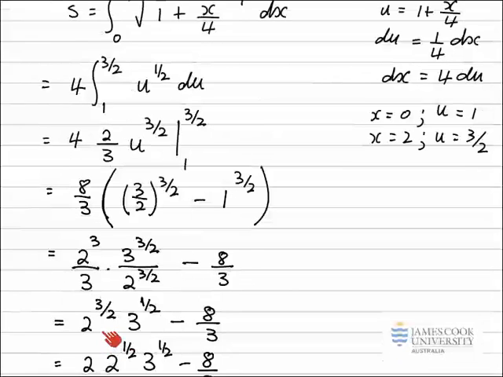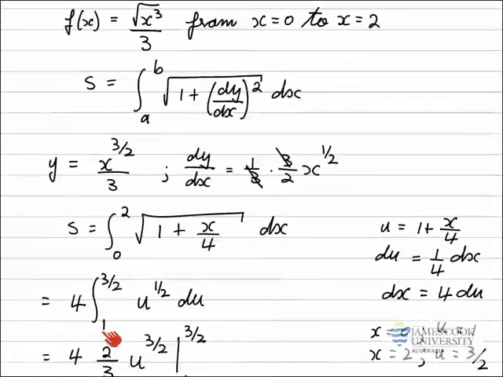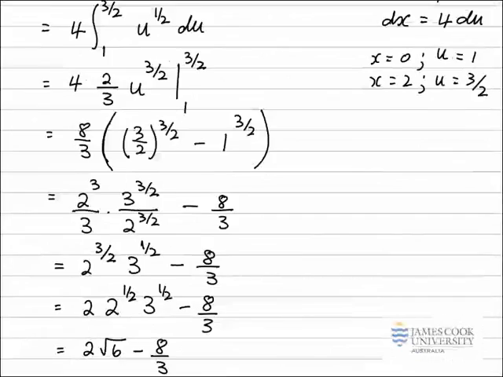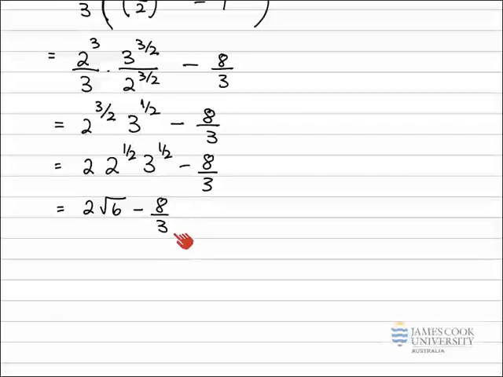So the total arc length going from x equals 0 to x equals 2 along this curve, the square root of x cubed on 3, gives us this answer, 2 root 6 minus 8 on 3.